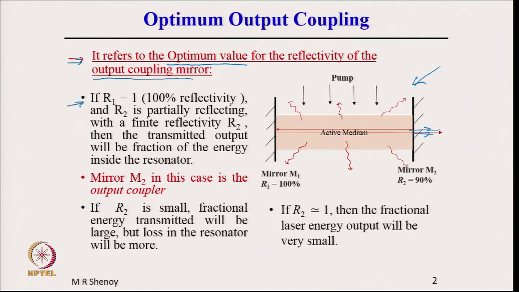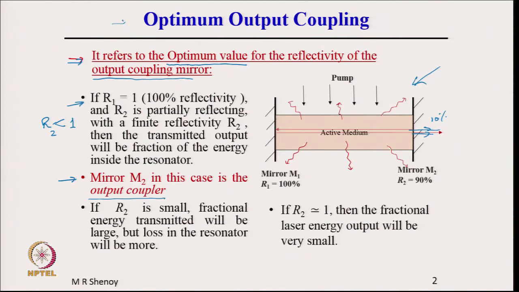If R1 is 100%, that means R1 is equal to 1, and R2 is partially reflecting with a finite reflectivity, that means R2 is less than 1. If it is 90%, then R2 is equal to 0.9. Then the transmitted output will be a fraction of the energy inside the resonator. Because 90% reflecting means, if we neglect any absorption losses, 10% would come out. So, 10% of the energy inside would come out of the resonator. In this case, mirror M2 is the output coupler.